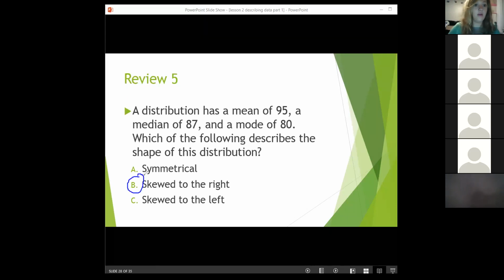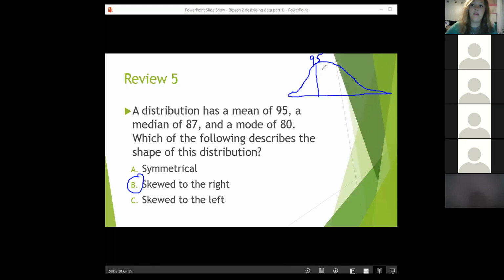So our answer is going to be B, skew to the right. So remember, when we're looking at values from largest to smallest, it goes from mean, median, mode. So then if we skew, that means that we're going to have an exact match on the progression related to that distribution. So that's going to be skewed to the right, because if we look, we have our mean of 95, and then our mode is going to be 80, and then our median is 87. So remember, skewed to the right is going to look like this, more spread out.